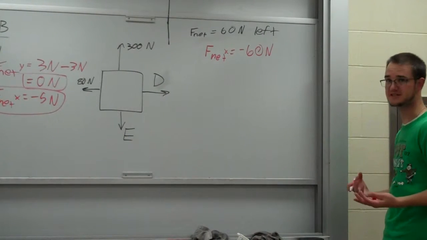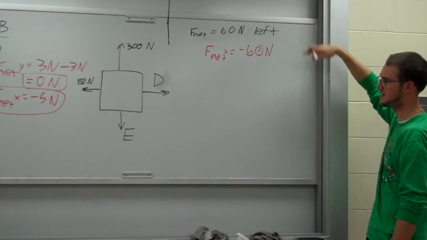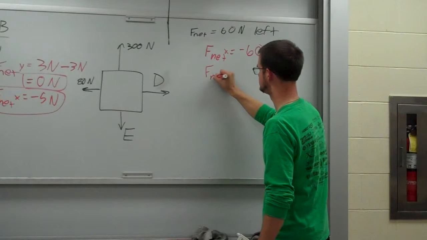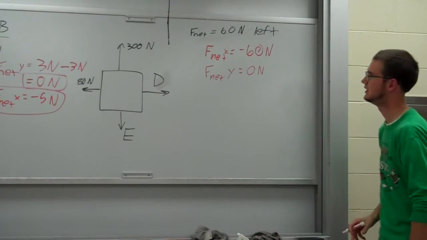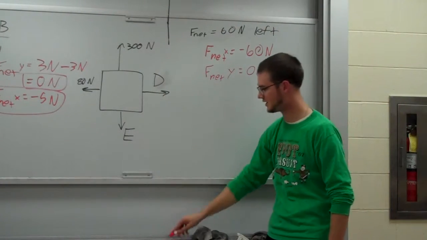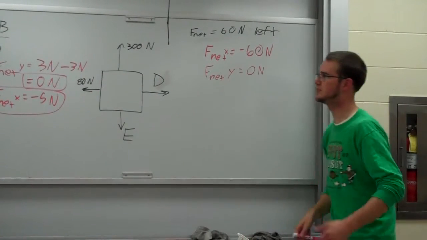Okay? I should do the same thing with the y direction, but it doesn't say anything about the y direction. It doesn't say anything about up and down. Well, that means that the y direction has to equal 0. Okay, so now that I have those, I'm going to try to figure out what these values are. And it's straightforward, similar to what we did on the previous one.